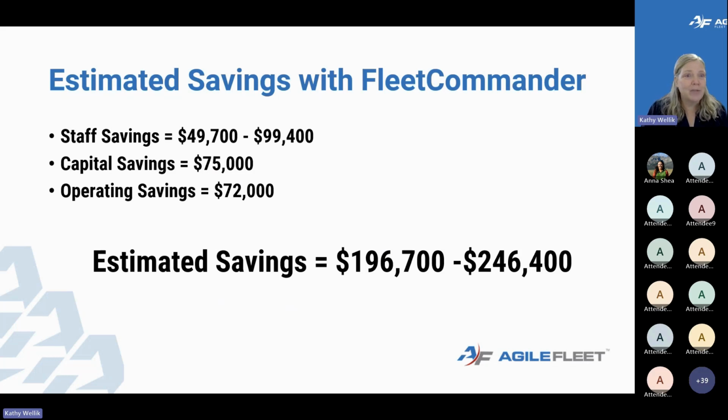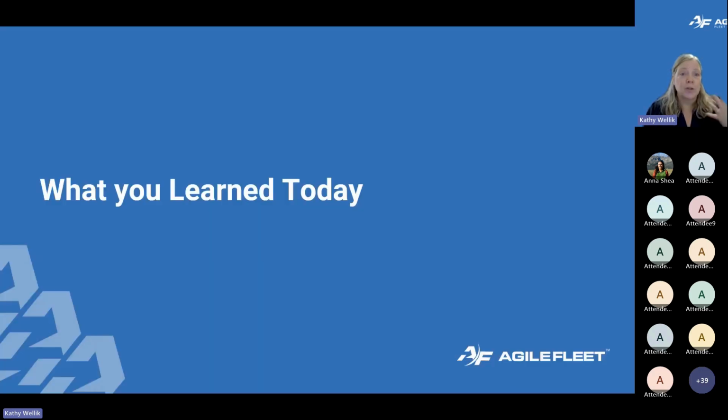Capital savings, 75,000. Operational savings, we did a 5-year depreciation. That's 72,000. Most of you probably do more of a 7 to 10-year depreciation, but I was trying to be conservative. Estimated savings, 196,700 to 246,400. That's a lot of bang for your buck. And that's what it's all about, just making sure you're using smart decisions.